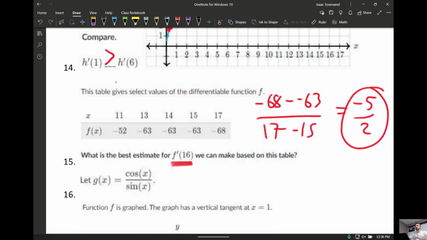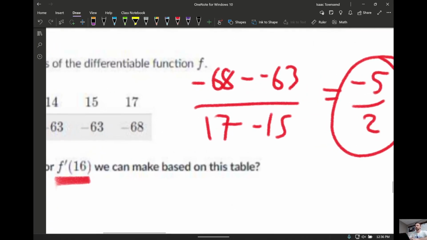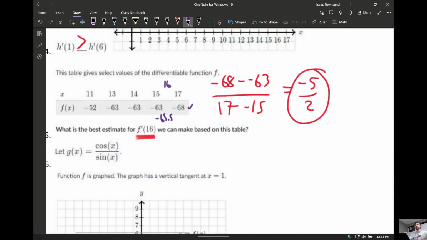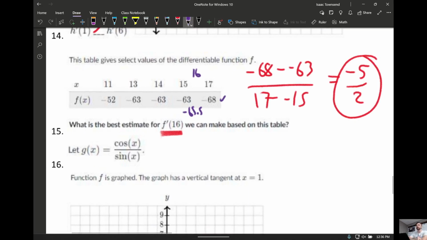I guess you could also see if that makes sense. If I plug in 16 here, if I went down 2.5, this would be negative 65.5. And then if I go down 2.5 again to get to 17, that would give me negative 68. So we don't really know that that's the real derivative, the real slope, but with the given information, that's how you go about it. Estimate with that.